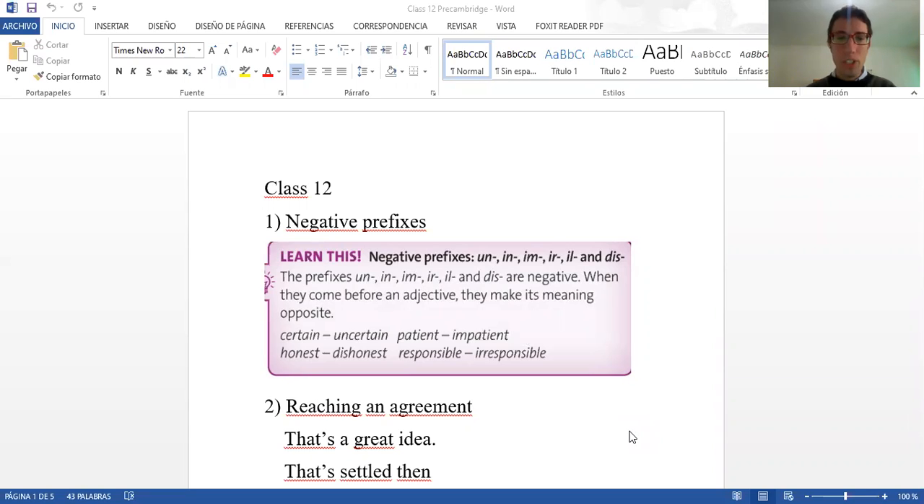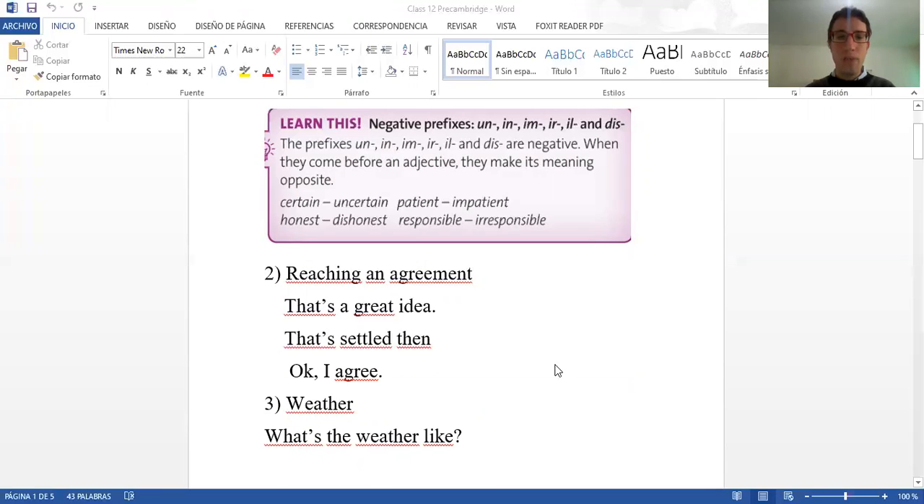For example, certain, uncertain, patient, impatient, honest, dishonest, responsible, irresponsible. We need to work with the dictionary to check how to form negative prefixes or how to combine negative prefixes in words, okay? They come before an adjective, yes, and they make its meaning opposite, right?